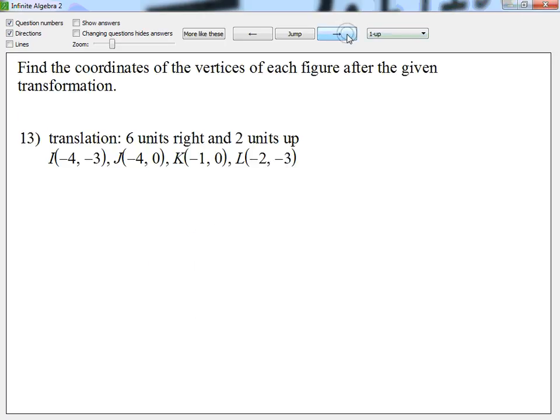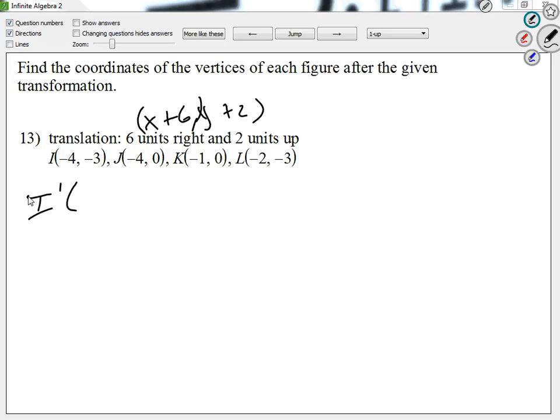Alright, since there's no questions, let's take a look at number 13. Number 13 is like the first 6 questions. Because on the first 6 questions I gave you a picture, here I only gave you coordinates. Translation, 6 units right, 2 units up. So that means on the X, I'm going to add 6, and then the Y, I'm going to add 2. So for I prime, I'm going to get 2, negative 1. For J prime, I'm going to get 2, 2. I'm adding 6 to the X and adding 2 to the Y.